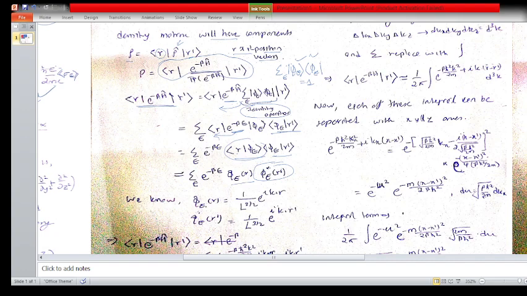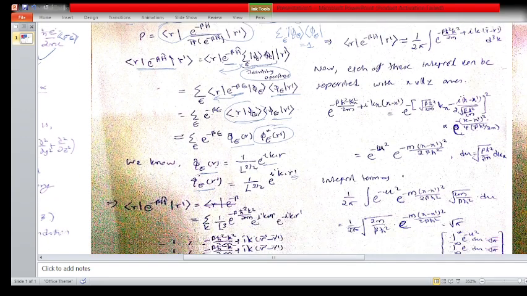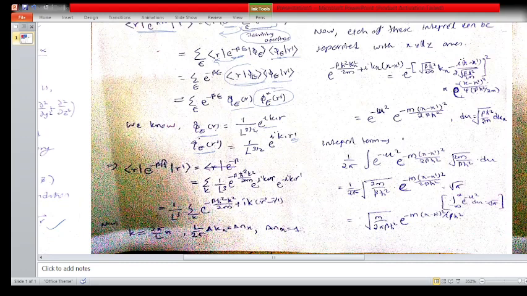Similarly we know these two expressions: phi e of r is equal to 1 by L raised to 3 by 2 times e raised to i k dot r. For phi e at r dash, we have k dot r dash. Now we will substitute all those values in this expression, and we get this product in this particular value.